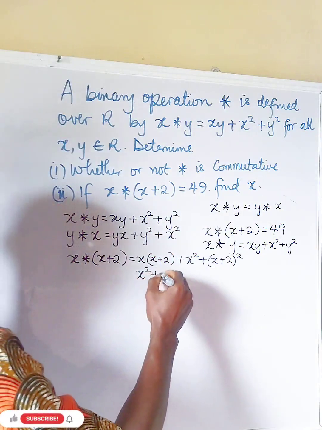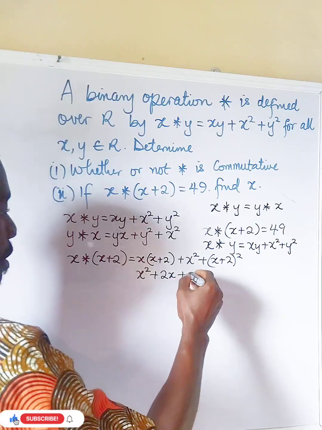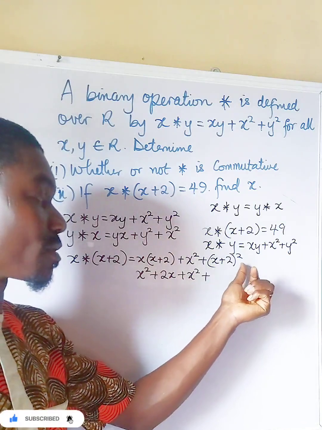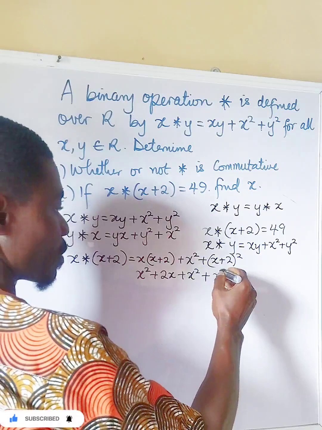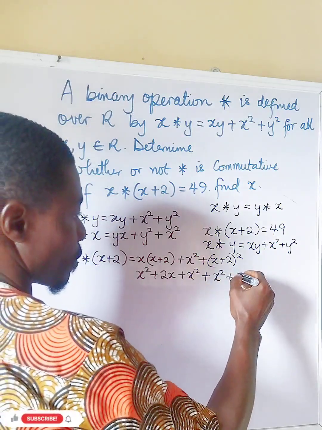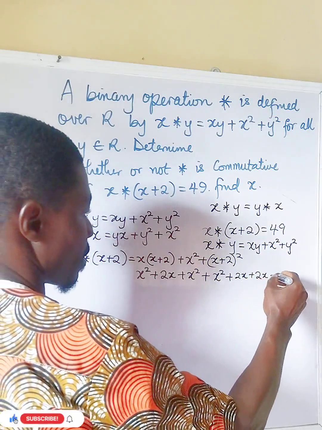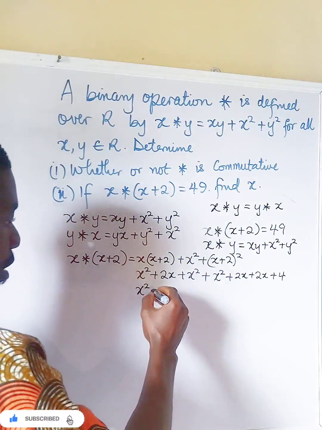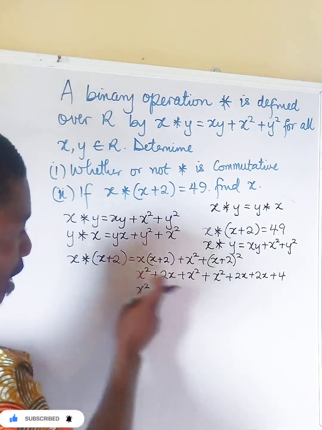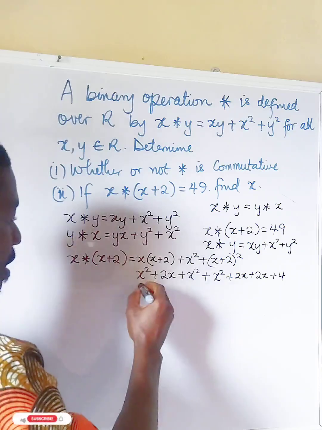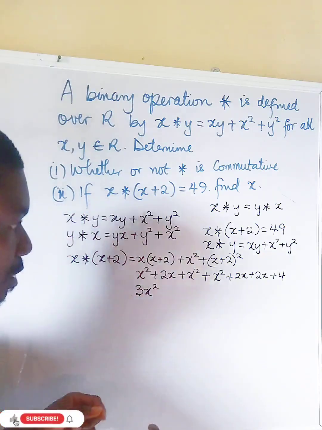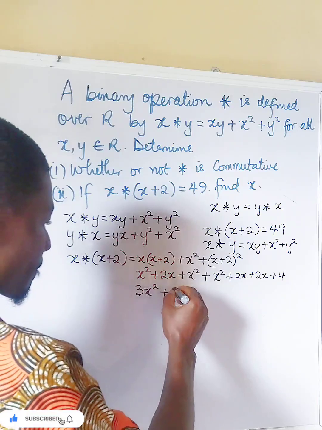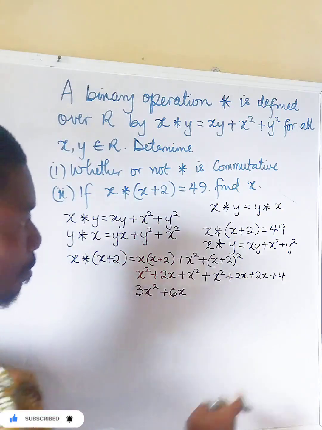Okay, now let's open the bracket. Here we have x squared plus 2x, plus x squared, then plus, if I expand this bracket here, we have x squared plus 2x plus 2x plus 4. Okay, so let's collect like terms. We have x squared there, x squared there, x squared there, making 3x squared. Then here we have 2x plus 2x plus 2x, that will be 6x. Then plus 4.